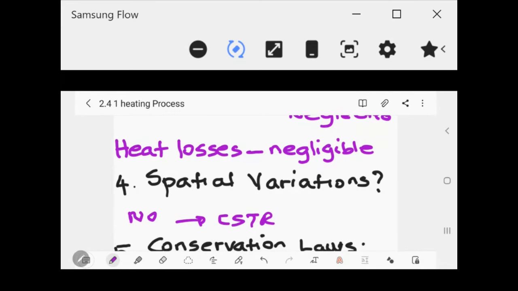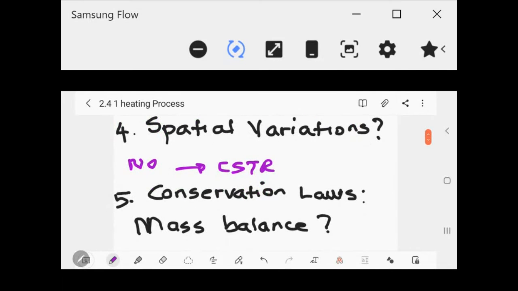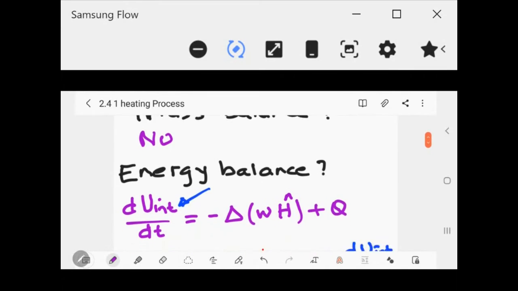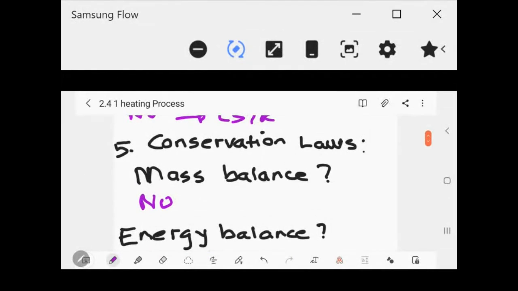Okay, conservation laws. Remember, we're following those steps in that table. What balances can we make? Is there a mass balance? It's a constant volume? No, definitely no, because in is equal to out. Okay, how about an energy balance? Yes, unfortunately, I revealed the answer before you could even answer. Yes, because there's a heating element. I agree with you, Manik. There's definitely an energy balance.